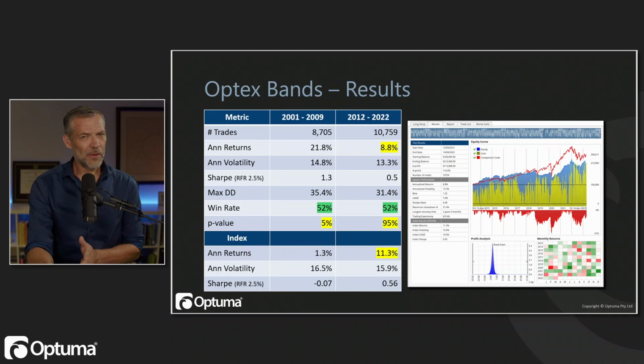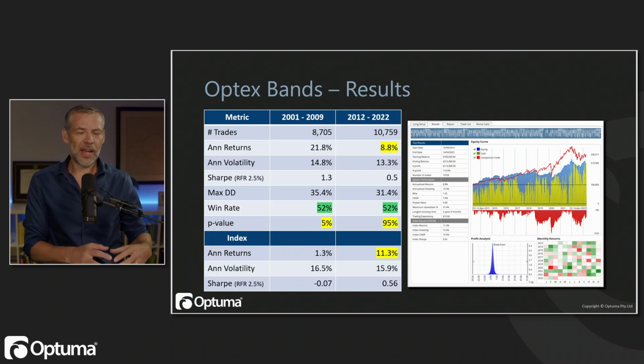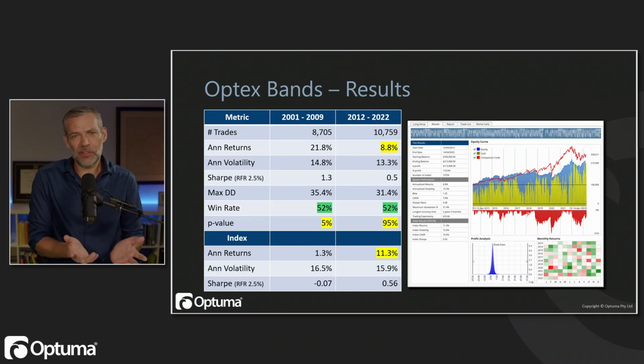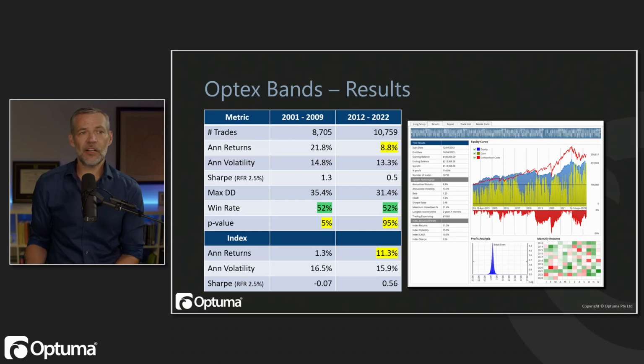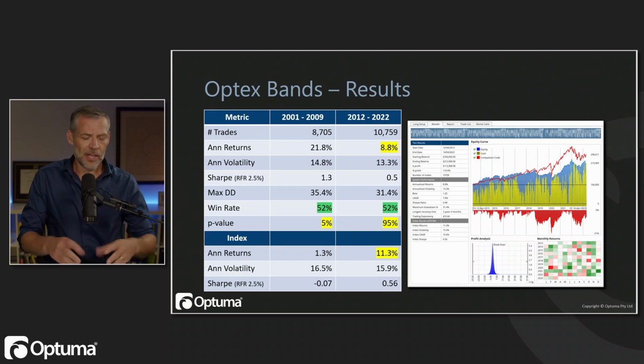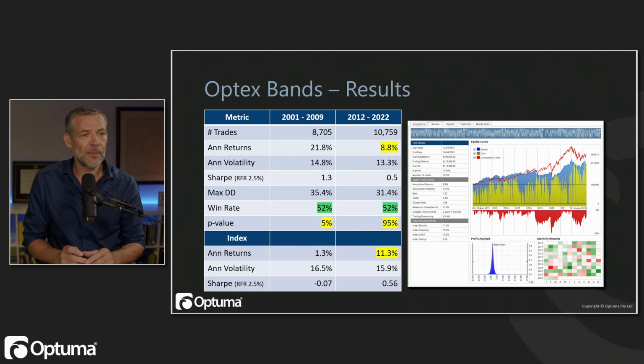Moving forward, I just wasn't seeing the results match what we were getting in our test period. And this obviously really bothered me. So looking here at 2012 to 2022, a 10-year period, a little bit longer, but nevertheless, I'm getting annualized returns of 8.8%. If you look at the green highlights there, my win rate is about the same. So the amount of times that my trades actually ended in a profit were about the same.